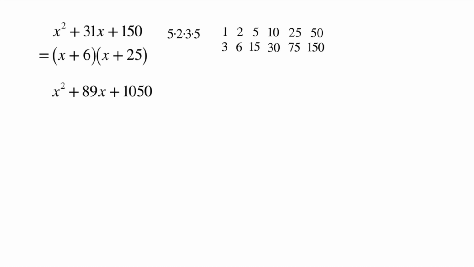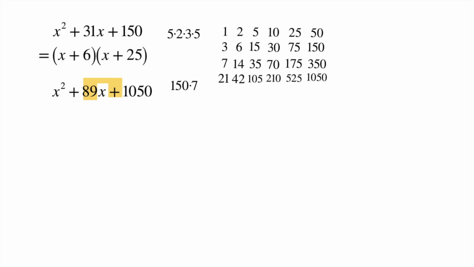We can use table 150 to make table 150 times 7. 7 times table 150. Table 1050 completed. Sum 89. Okay, let's move on to the drill.